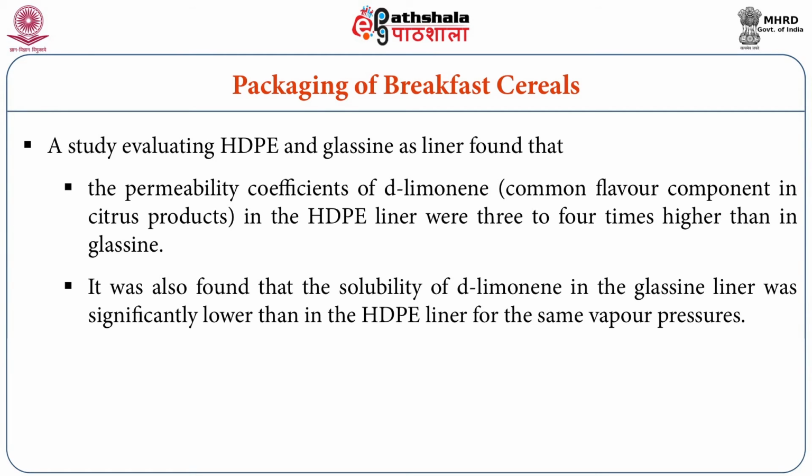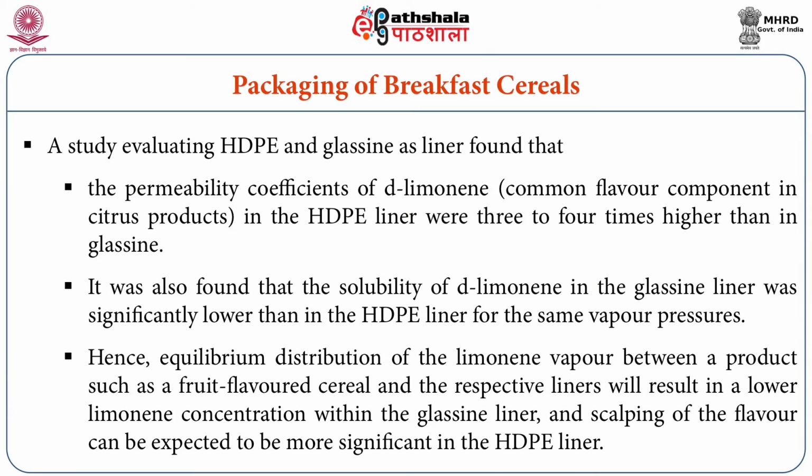It was also found that the solubility of D-limonene in the glycine liner was significantly lower than in HDPE liner for the same vapor pressures. Hence, equilibrium distribution of the limonene vapor between a product such as fruit flavored cereal and the respective liners will result in a lower limonene concentration within the glycine liner, and scalping of flavor can be expected to be more significant in HDPE liner.